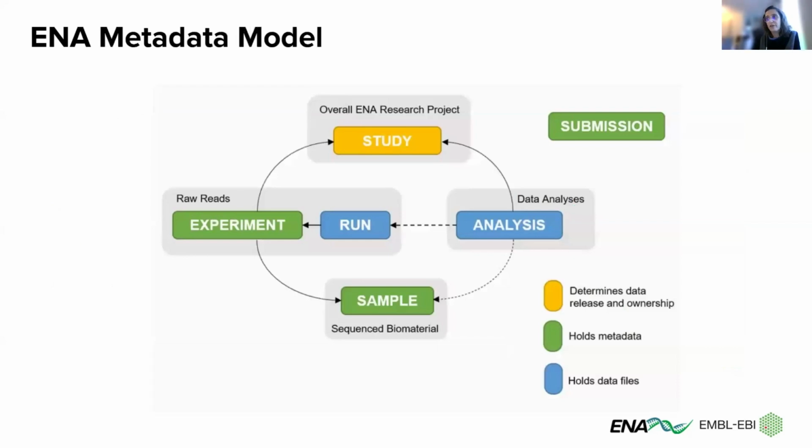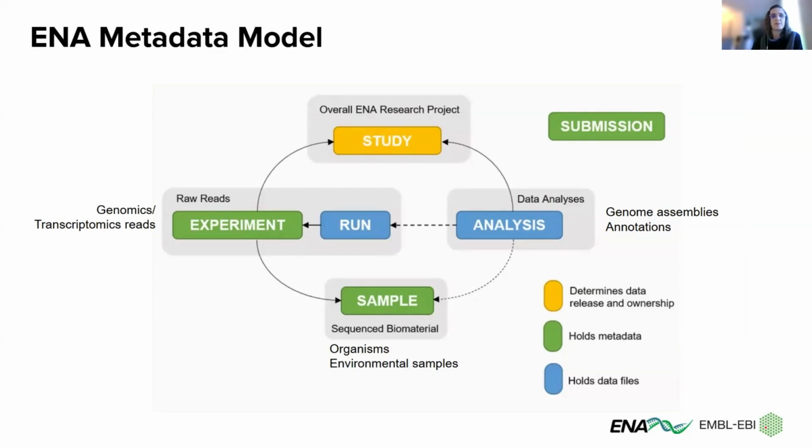You're probably all familiar with the ENA metadata model, where we have the study that joins everything together. We have the sample information, where the organisms or environmental samples, if we're talking about metagenomes, are described. We have the experiment and runs, where the raw reads are described. This includes the data and the metadata in the experiments, and the data analysis, where that includes, for example, genome assemblies, annotations, but also other types of interpretations of sequence data.